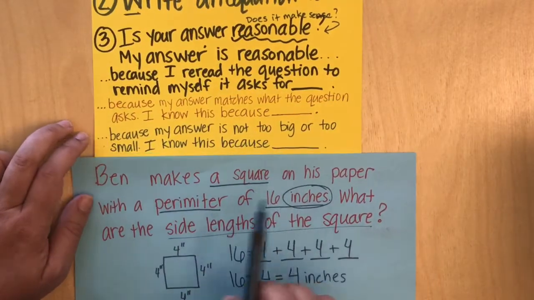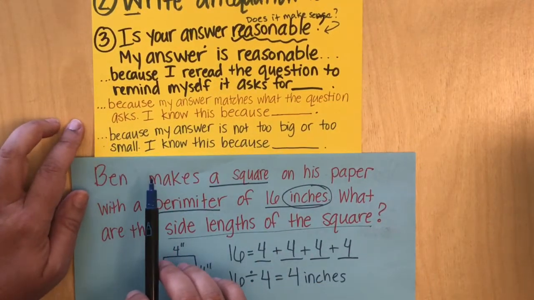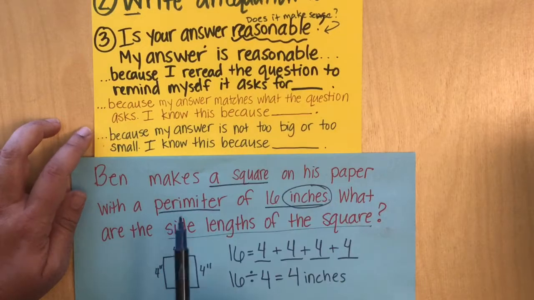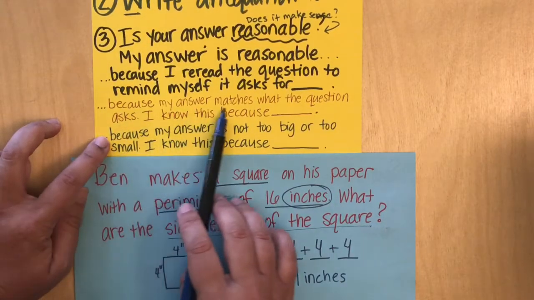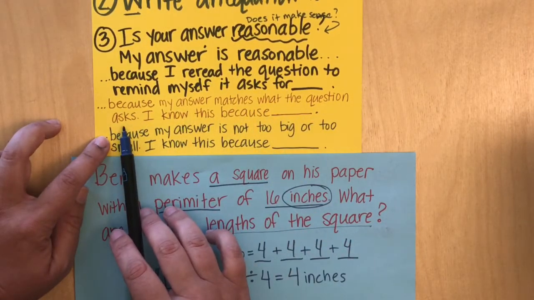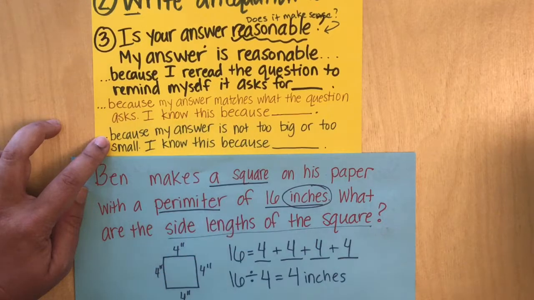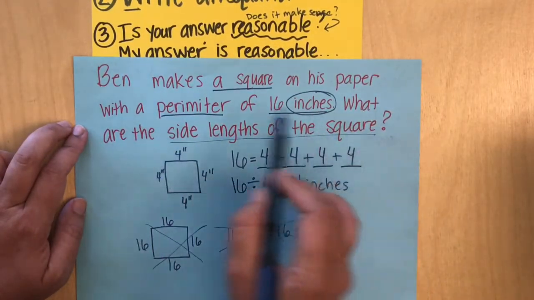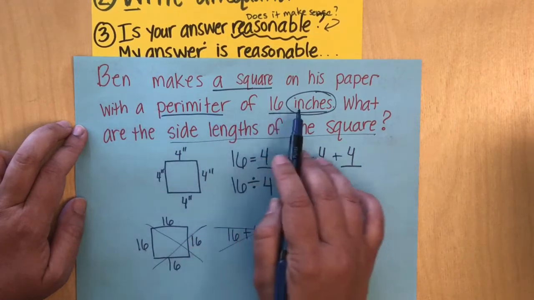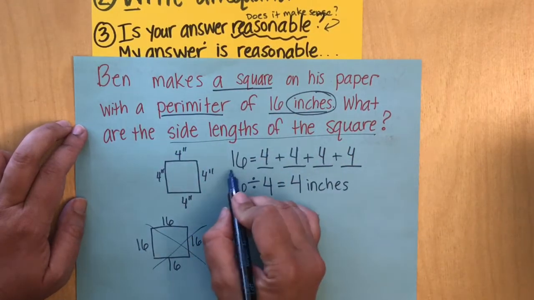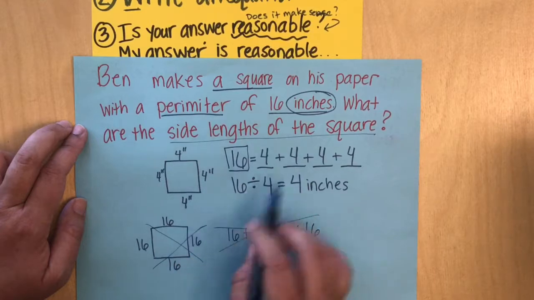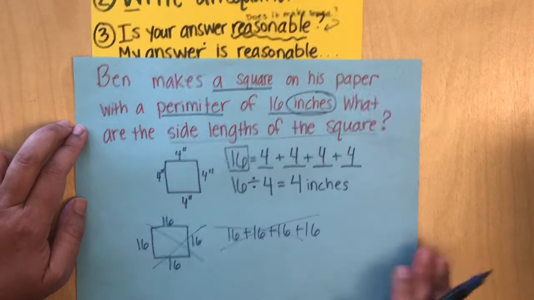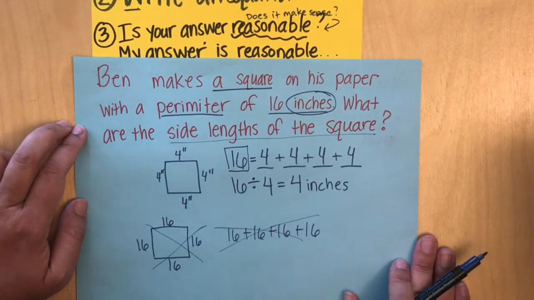So I'm going to use this one. I know that my answer is reasonable because my answer matches what the question asks. I know this because right here it asks, what are the side lengths of the square with a perimeter of 16 inches? So the total perimeter is 16, and the square has equal sides.